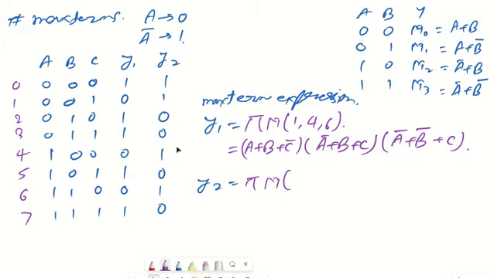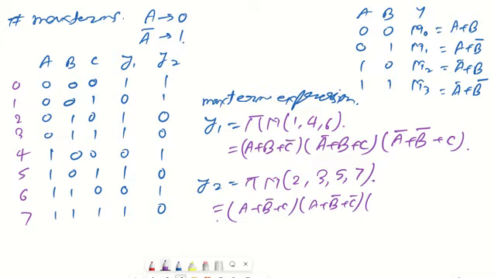So this is 2, 3, 5, 7. Okay. 2, 3, 5, 7. Quickly, if you write down the expression, it will be 2. So 2 is quickly what? A plus B bar plus C. Then 3 is A plus B bar plus C bar, and 5 is A bar plus B plus C bar.